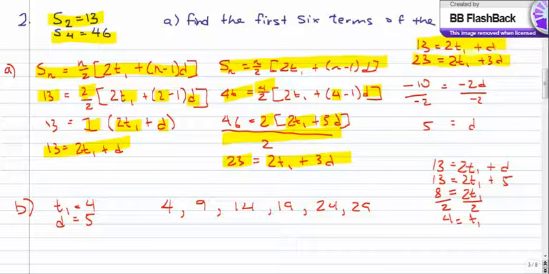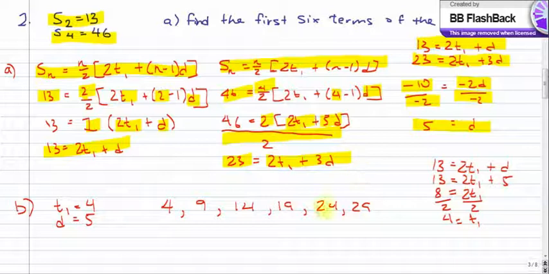So we can get rid of one of them. We can get rid of t1s because they're the same value. So 13 minus 23 gives us negative 10. 2t1 minus 2t1 cancel each other off. d minus 3d gives us negative 2d. Now we have to isolate for d. That means get rid of the negative 2. So divide both sides by negative 2. Gives us a common difference of 5.